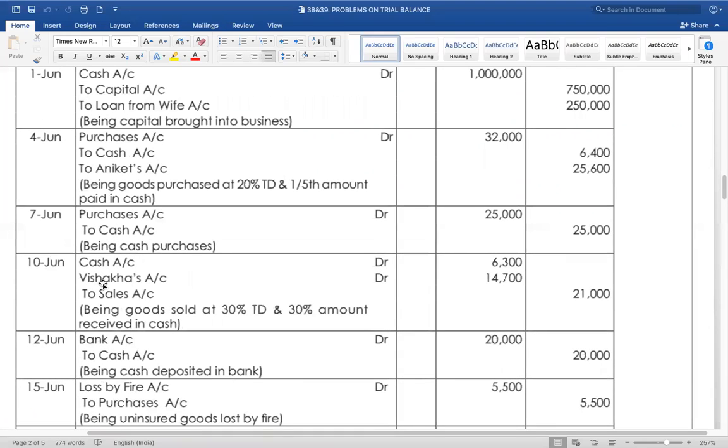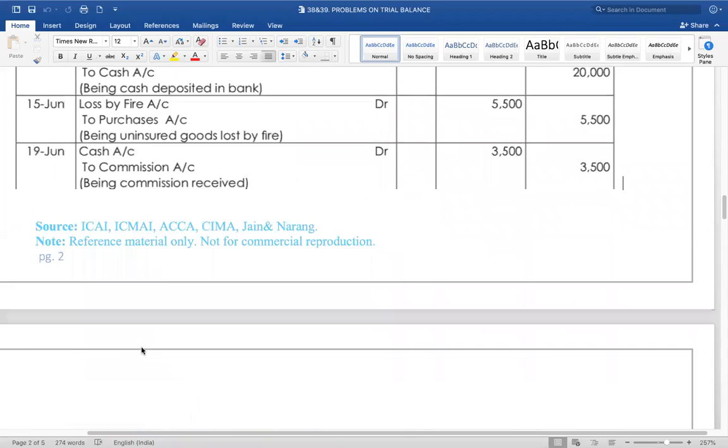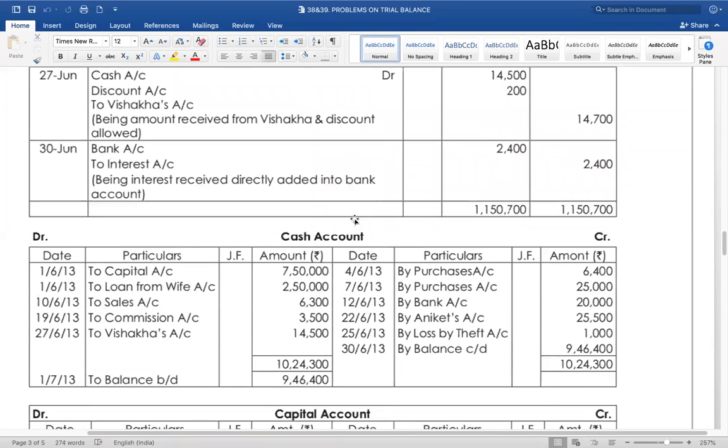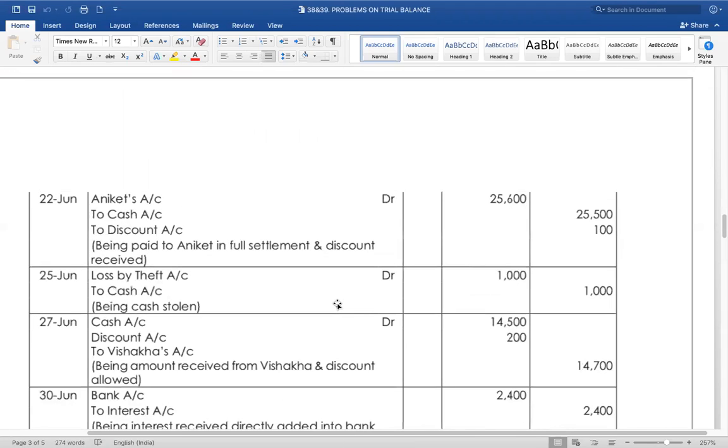Cash to Vishaka. Cash account debit, Vishaka account debit to sales. So now we don't bother about all that. Cash account debit, that's it. 6,300. To whom? To sales. Cash account debit to sales 6,300. Next.